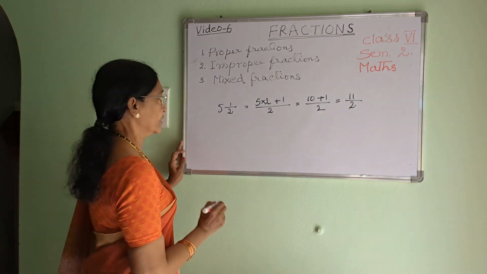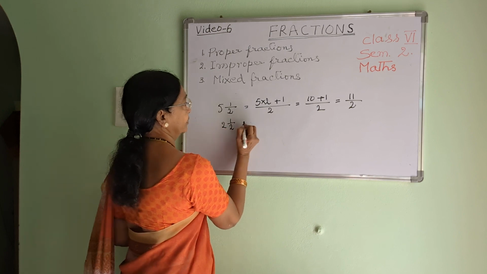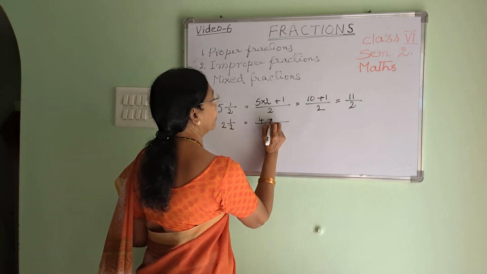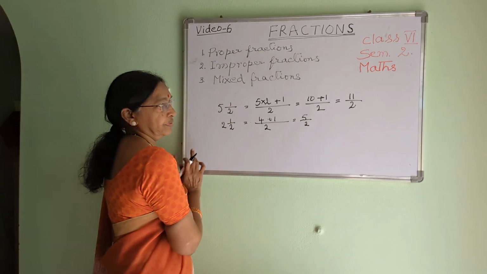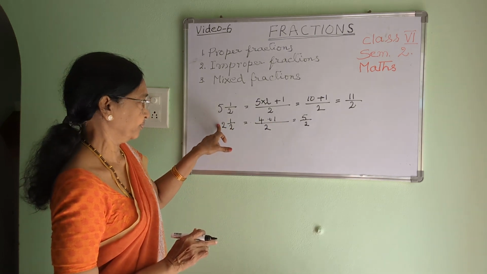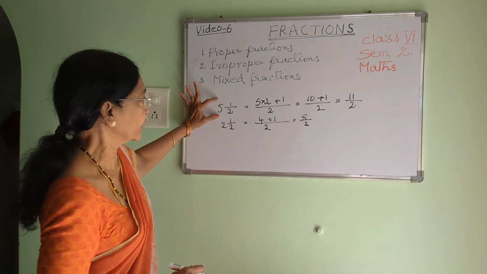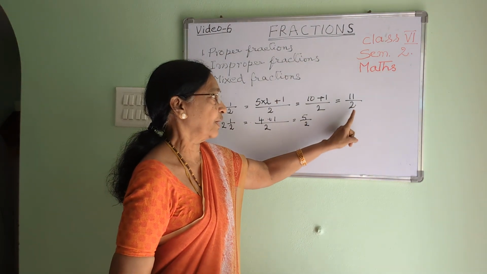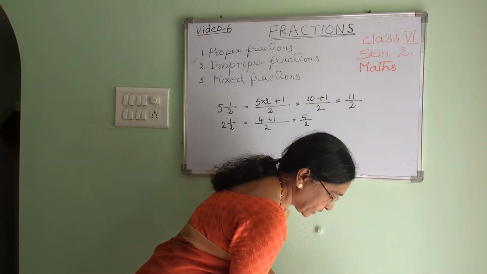Like this we can change. Similarly, 2 and half is equal to 2 2s are 4 plus 1. That is equal to 5 by 2. 2 and half means 5 by 2. Like that we can convert the mixed fractions into improper fractions. Or in the previous case, we have converted the improper fraction into mixed fractions. Now we will see some examples.